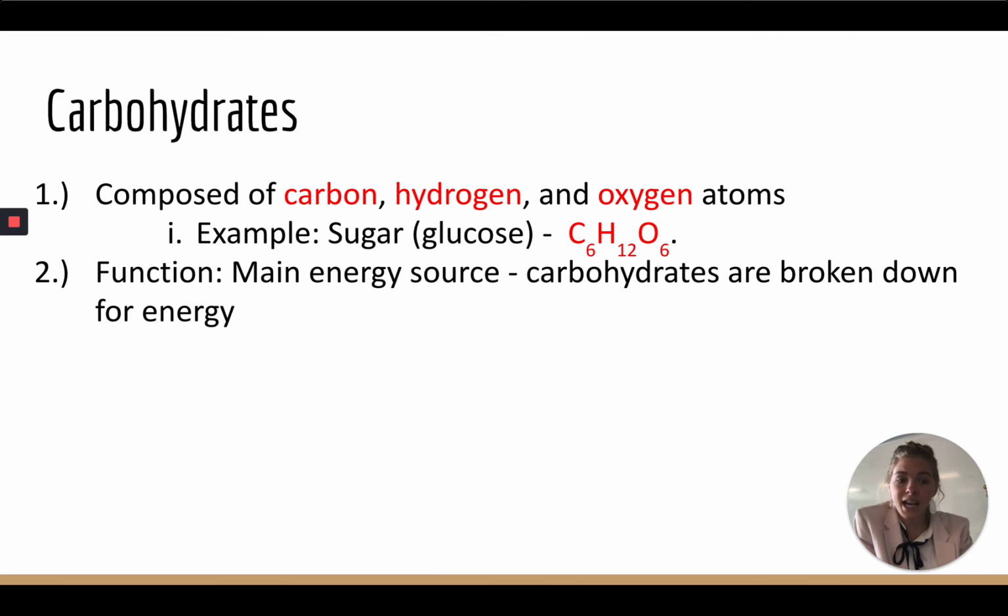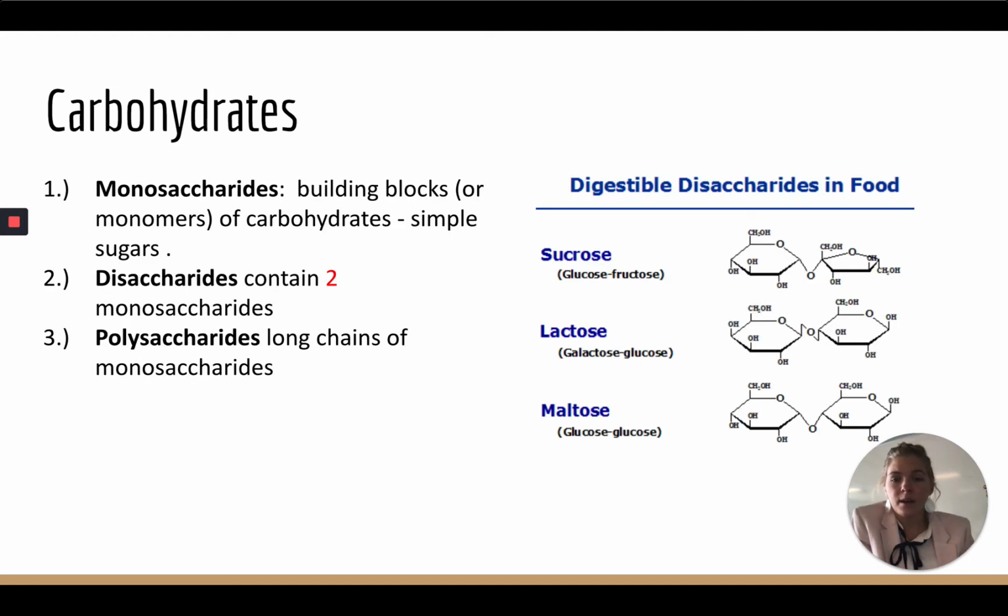There are different types of carbohydrates, and this is where things get a little tricky with the terminology. The first type of carbohydrate is called a monosaccharide. Remember what mono means? It means one. So a monosaccharide is a simple sugar. It's just one sugar, and they're the monomers of a carbohydrate. So a monosaccharide is the monomer of a carbohydrate.